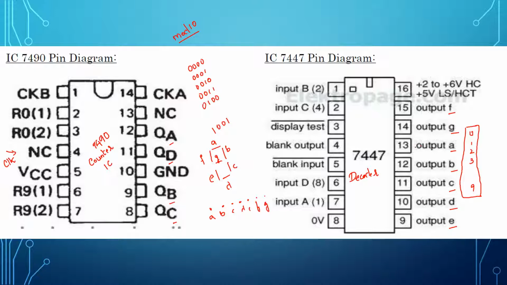So pin number 13 has to be connected to LED A of the 7-segment display. Pin number 12, which is output B, should be connected to LED B of the 7-segment display, and so on. So this is your counter IC, which will be giving you the counts. This is your decoder IC, which will be converting your binary to decimal, and you have one more IC, which is called a 7-segment display IC, which will be displaying the numbers in the respective decimal format.